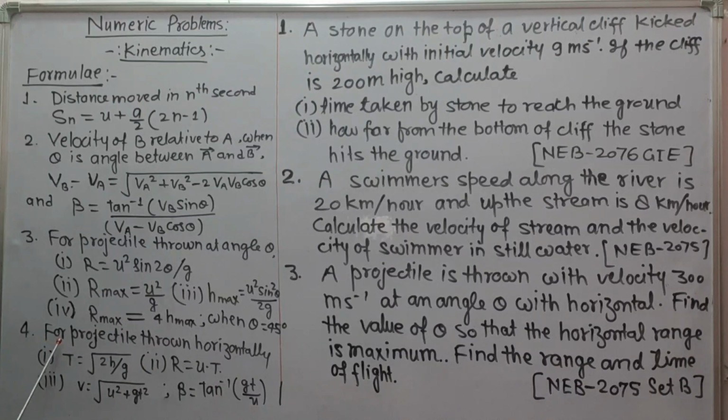Fourth number, for projectile thrown horizontally, first, time period t is equal to under root 2h upon g. Second, horizontal range R is equal to u into t. Third, velocity of the particle at any instant t is given by v is equal to under root u square plus (gt) square, and beta is the angle between the resultant velocity v with horizontal given by this relation.